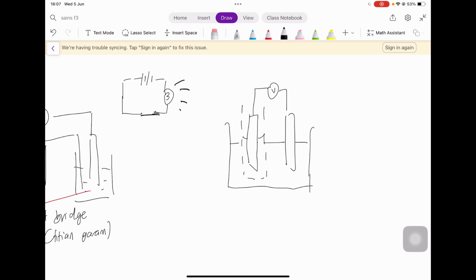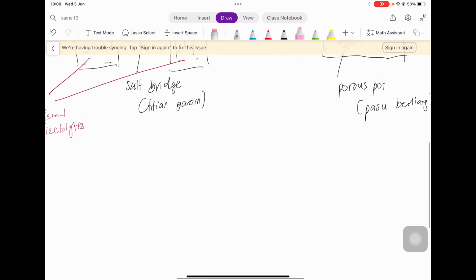Okay, so sekarang you can see that this is what we call porous spot or pasu berliang. Okay, now ini of a different electrolytes inside also. Ni pun dalam ni also different electrolytes. Okay, so now kita nak tengok function lah. So kita di bawah ni lah. Okay, function of salt bridge and porous spot.